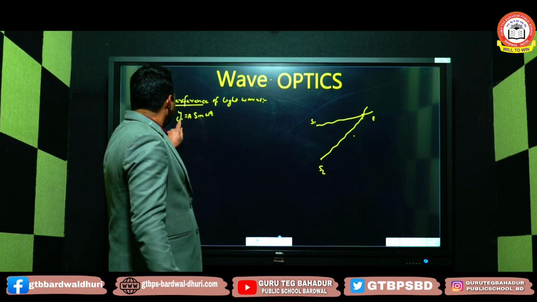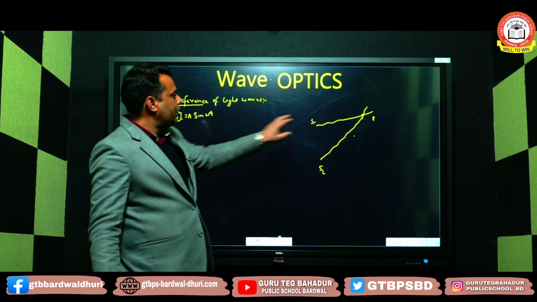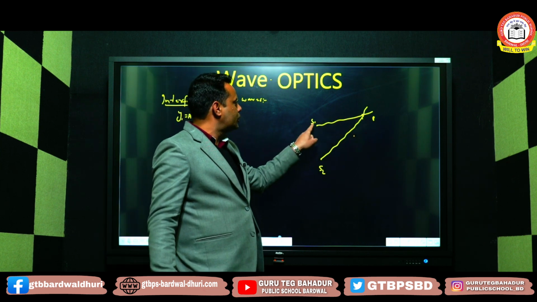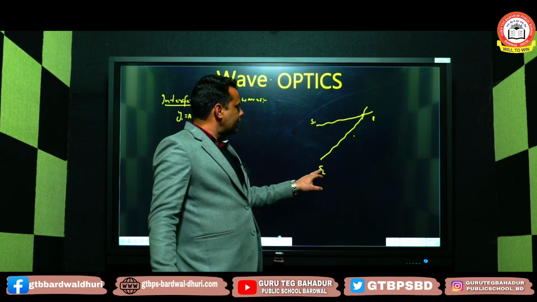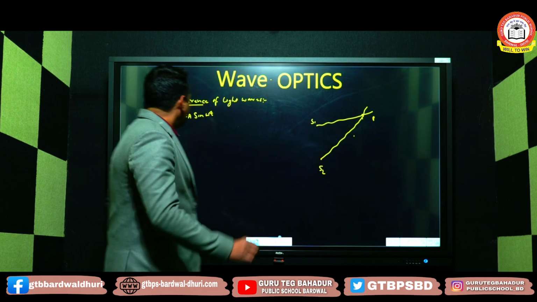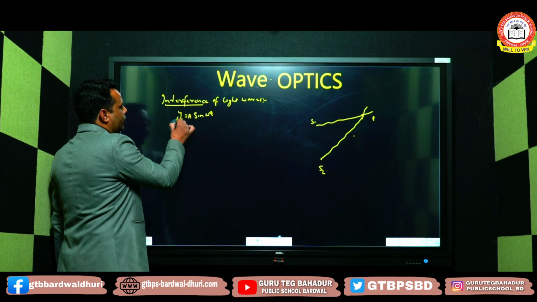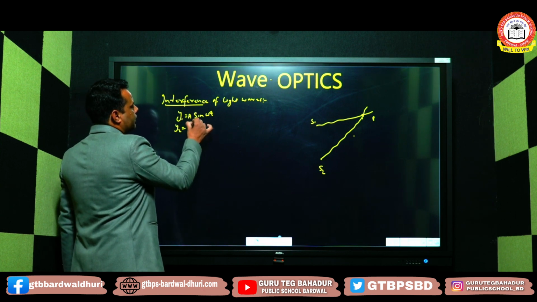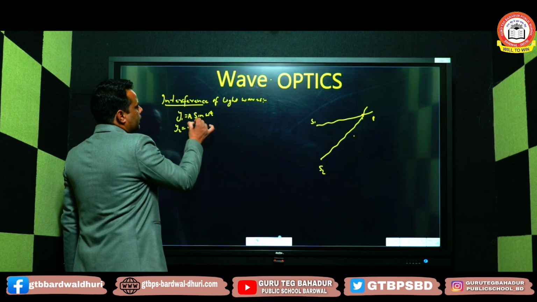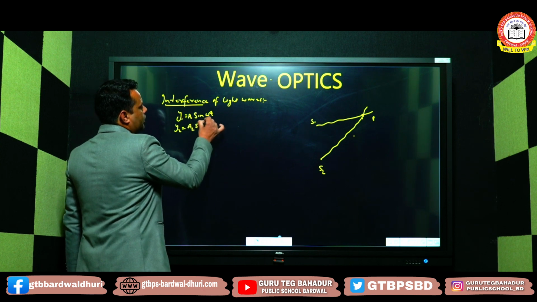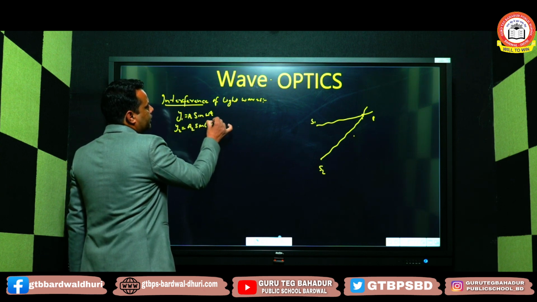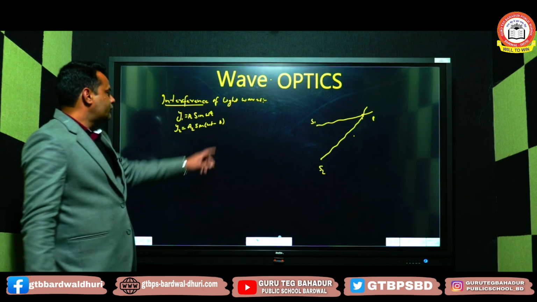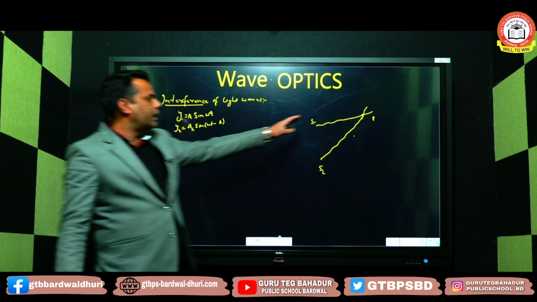Now see, y1 equal to a1 sine omega t is the displacement of the electric field component at this point because of this source. Now this is the second source. As we are turning it on, the second light, that is y2, is equal to a2 sine omega t minus phi. This phi is the phase difference between these two lights.